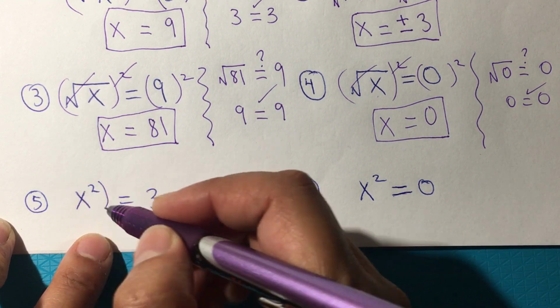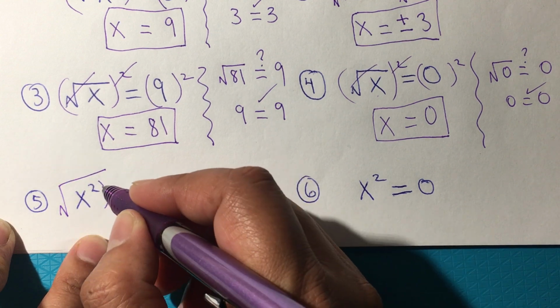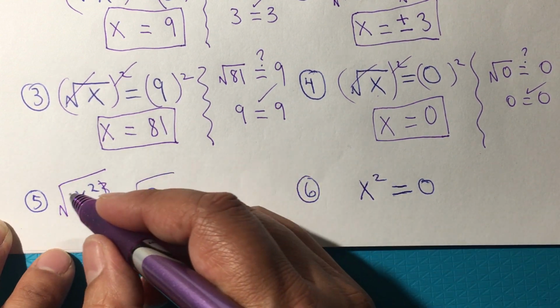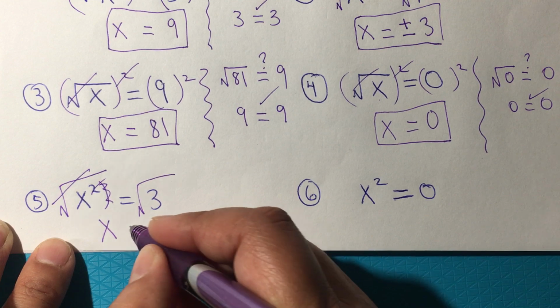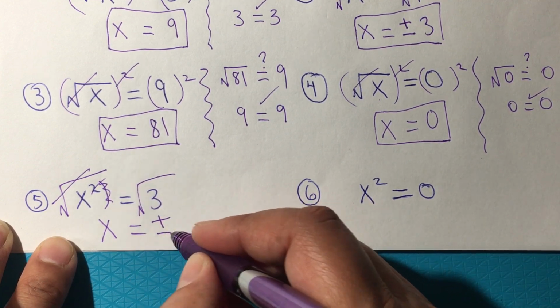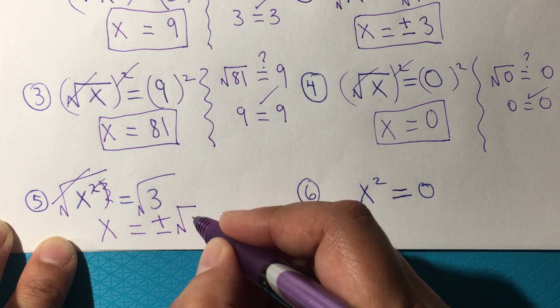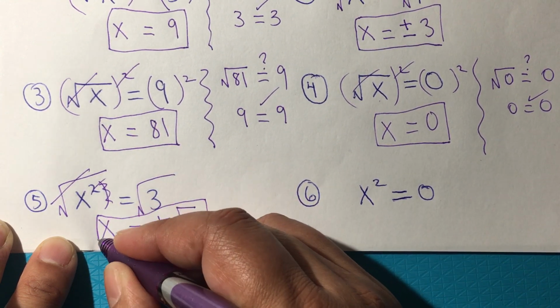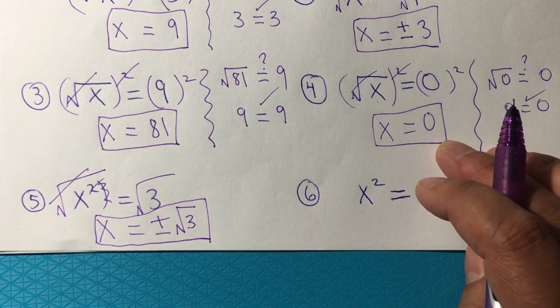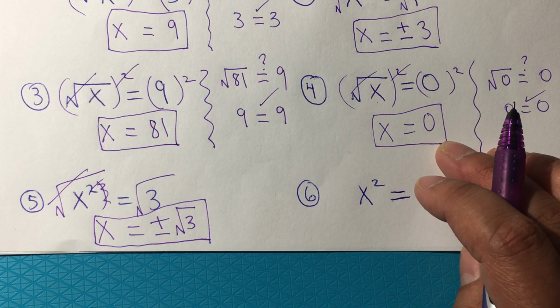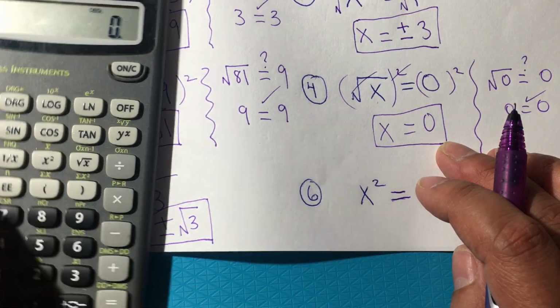In here, we take the square root of both sides. This cancels and you get plus or minus. And since we can't take the square root of 3, we just leave it as the square root of 3. Unless you have to get the decimal form of it, then you just use your calculator.